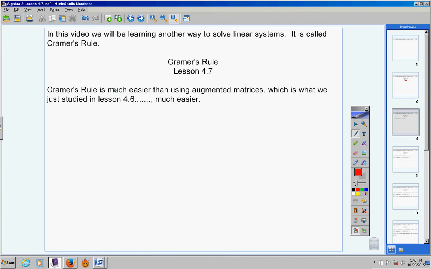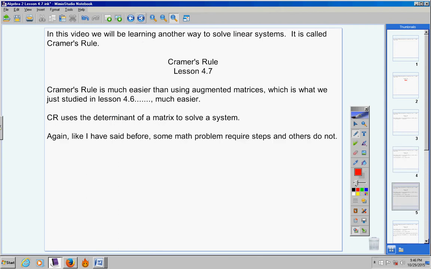Cramer's Rule, just so you know, is much easier than using augmented matrices, which is what we just studied in lesson 4.6. It's much easier, okay? So relax and understand that. It's actually a pretty simple concept once you get a hold of it. CR, Cramer's Rule, uses the determinant of a matrix to solve a system. That's what we're going to use, is determinants, okay?